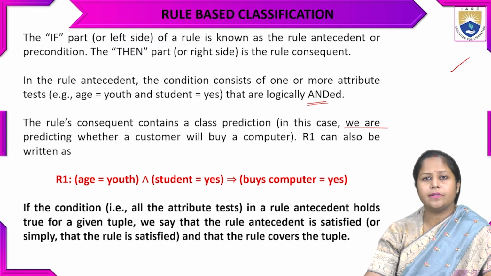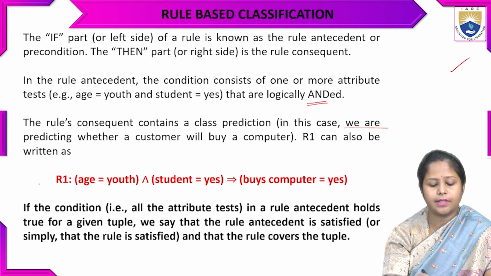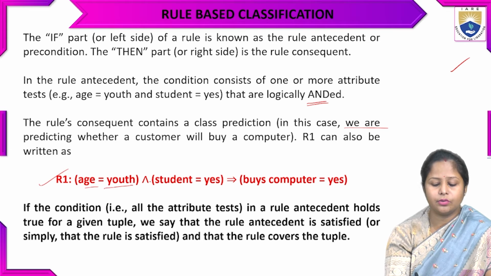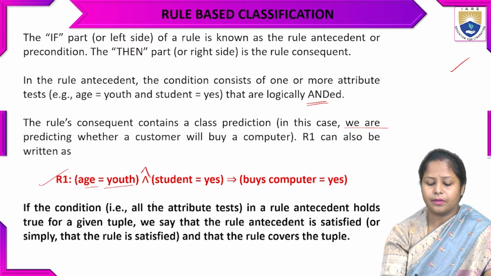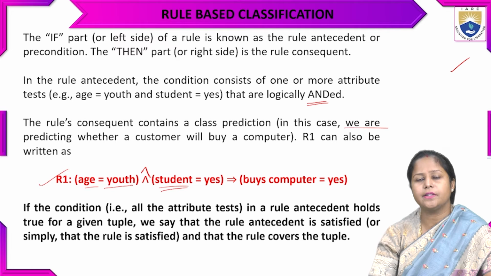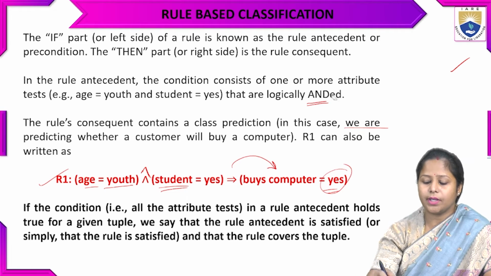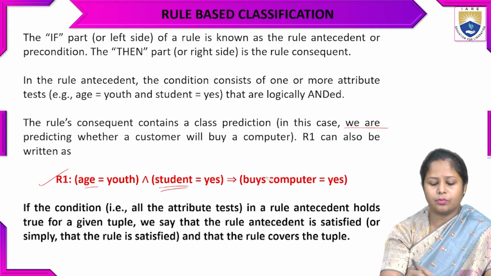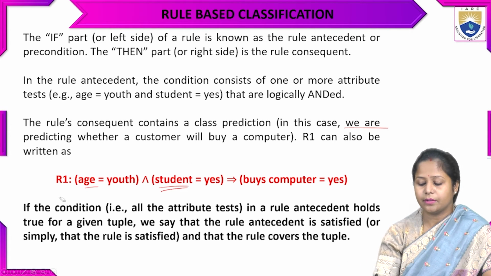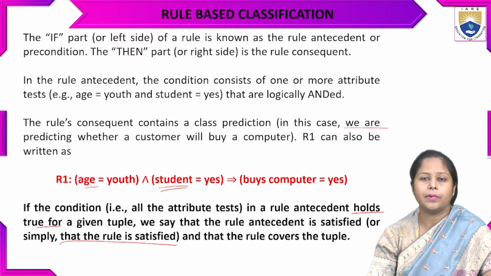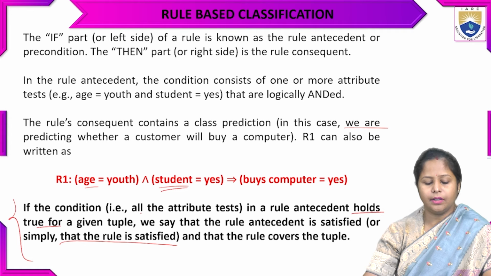R1 can also be written in the same way as we have seen in the earlier slide: R1 is (age = youth) AND (student = yes) implies (buys computer = yes). If the condition, that is the attribute tests in a rule antecedent, holds true for a given tuple, we say that the rule antecedent is satisfied, or simply that the rule is satisfied, and that the rule covers the tuple.